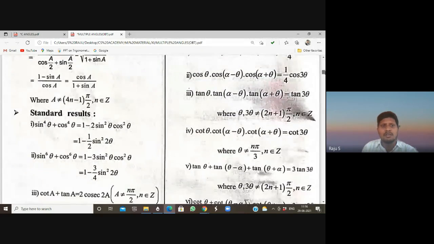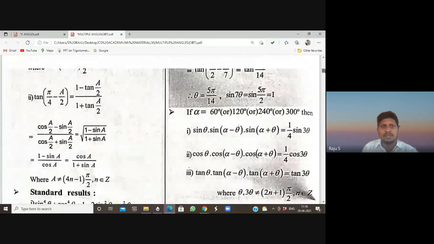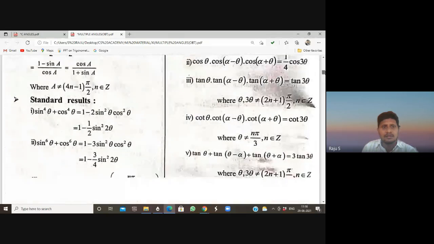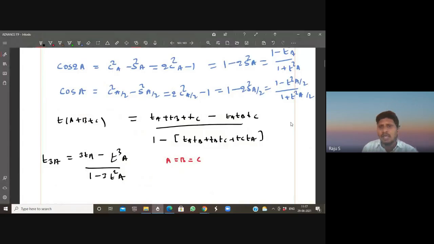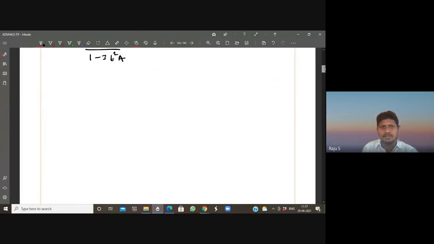For example, some standard results are there. See here: cos power 4 plus sin power 4, sin power 6 plus cos power 6. Can you remember these formulas? It is not required actually. Let's see here: sin power 4 theta plus cos power 4 theta.